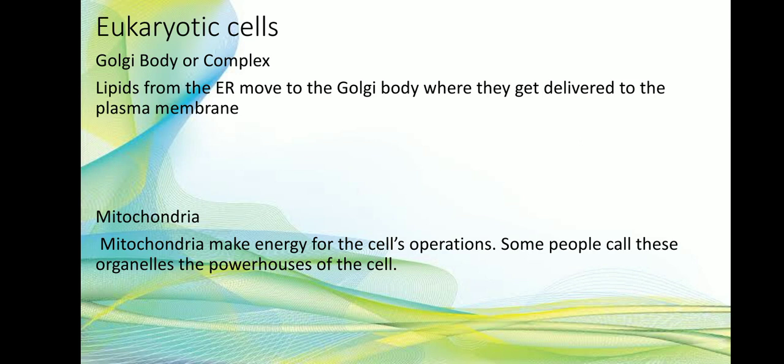Next one is the Golgi body or complex. Lipids from the ER move to the Golgi body where they get delivered to the plasma membrane. It prepares proteins and lipid, which is fat, molecules for use in other places inside and outside the cell.